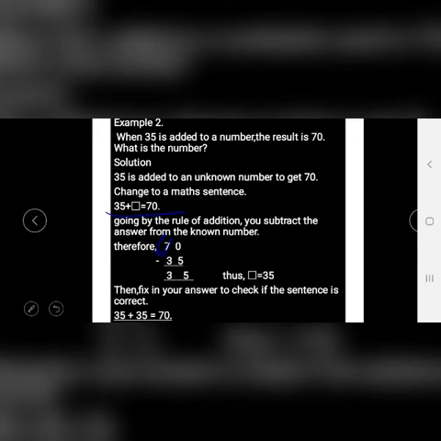Then you had your 1 to 0. So you have 10. 10 minus 5, you have 5. And 6 minus 3, you have what? Your 3. Thus, the box is 35.